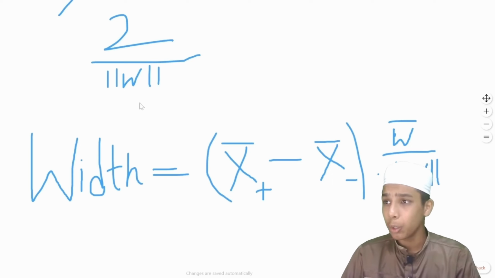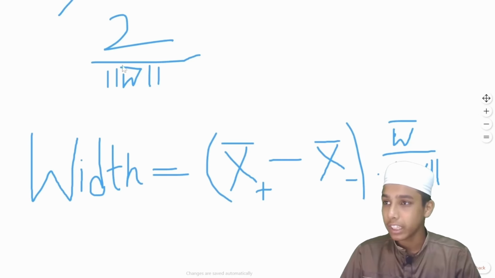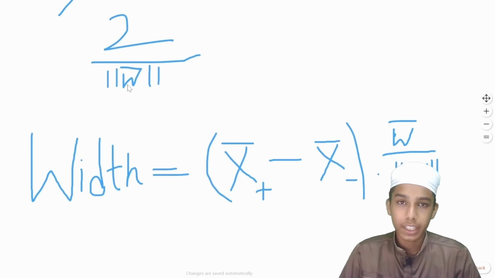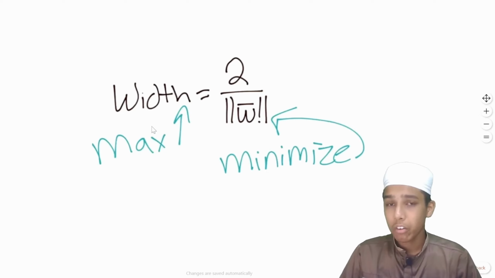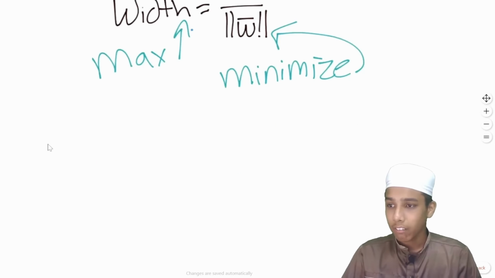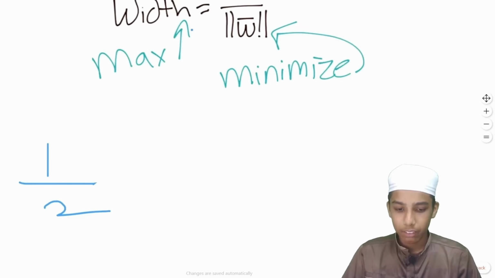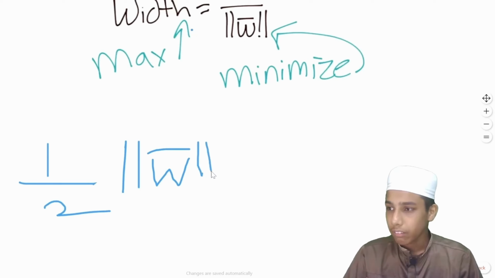So if we write width equals to 2 by the norm of vector w, then what we want to do is maximize the width and minimize the magnitude of vector w, right? So we want to minimize this one and maximize this width. For doing that, we can also write something like 1 by 2 into the magnitude of vector w, whole square.